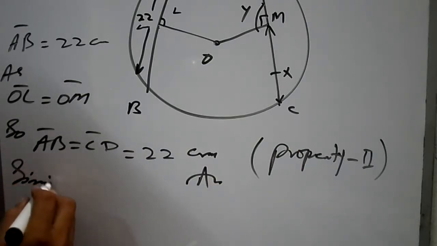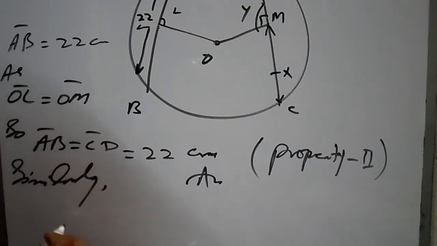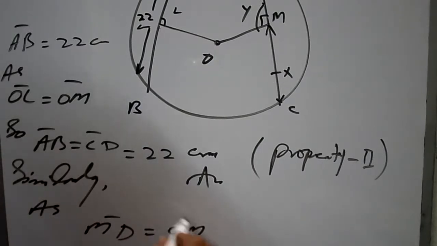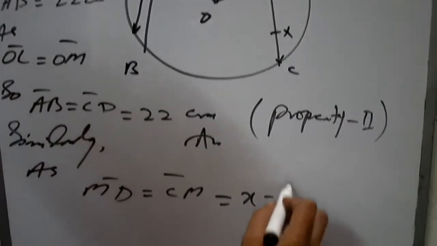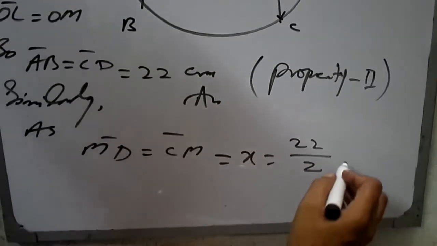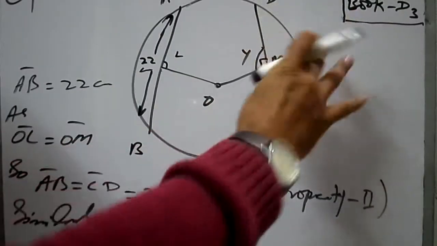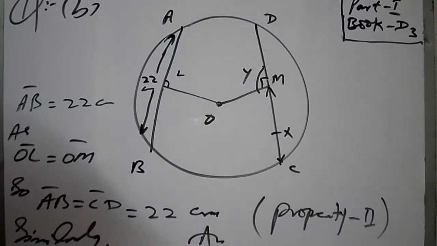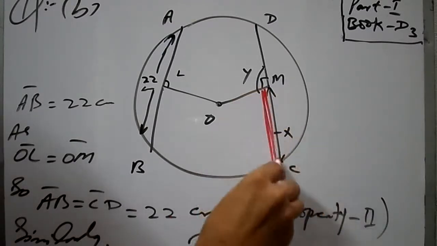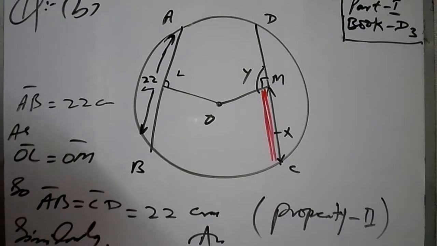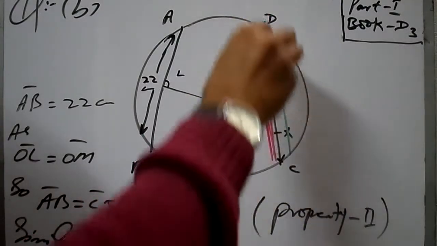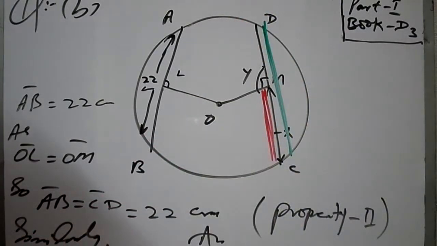Similarly, next part: MD is equal to CM by the figure, it is equal to x, which is equal to 22 divided by 2, which is equal to 11 centimeter, because x is the half of CD, so we have to divide. You see here, this portion is half of the full chord. So it is 11 centimeter.